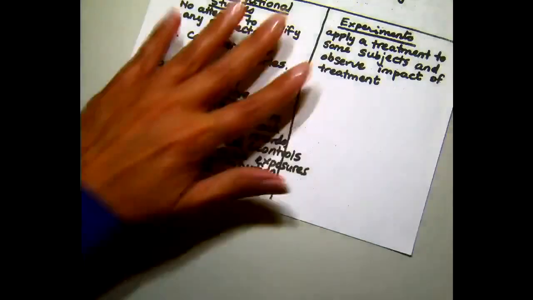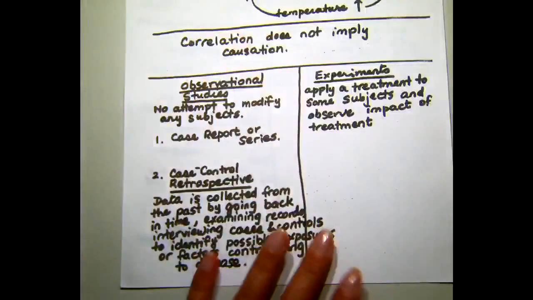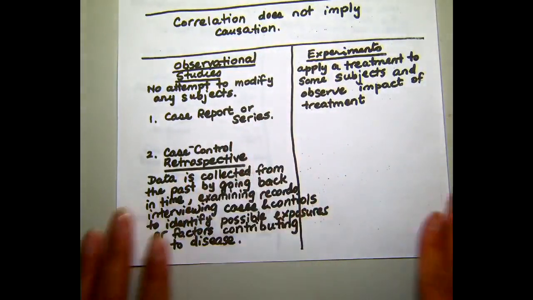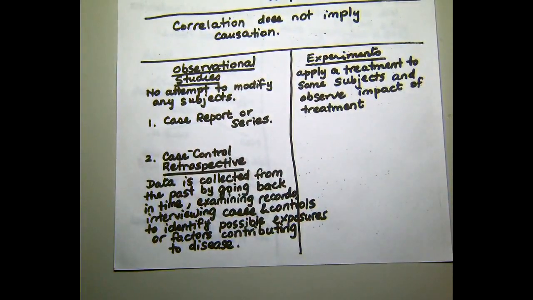So we were here. Difference between observational studies and experiments. The major difference between observational studies and experiments is that in an experiment, you are manipulating the independent variable and observing effects on the dependent variable. Whereas in an observational study, you are not manipulating anything.